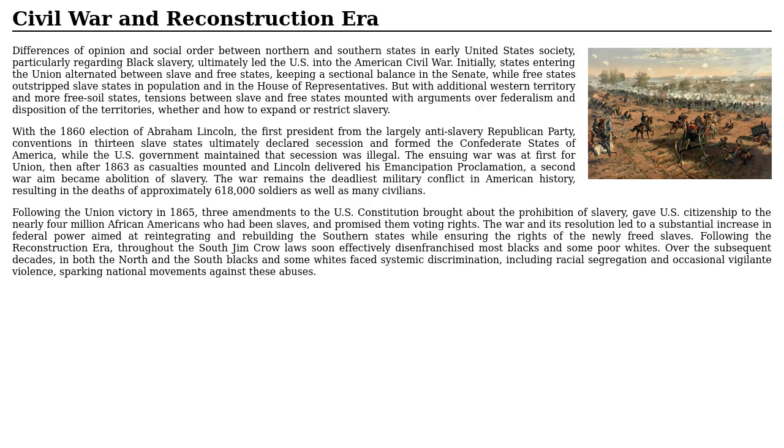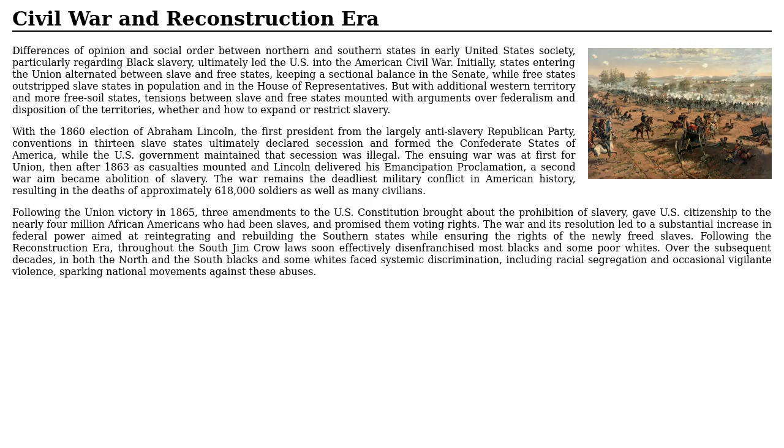Following the Union victory in 1865, 3 amendments to the U.S. Constitution brought about the prohibition of slavery, gave U.S. citizenship to the nearly 4 million African Americans who had been slaves, and promised them voting rights. The war and its resolution led to a substantial increase in federal power aimed at reintegrating and rebuilding the southern states while ensuring the rights of the newly freed slaves.